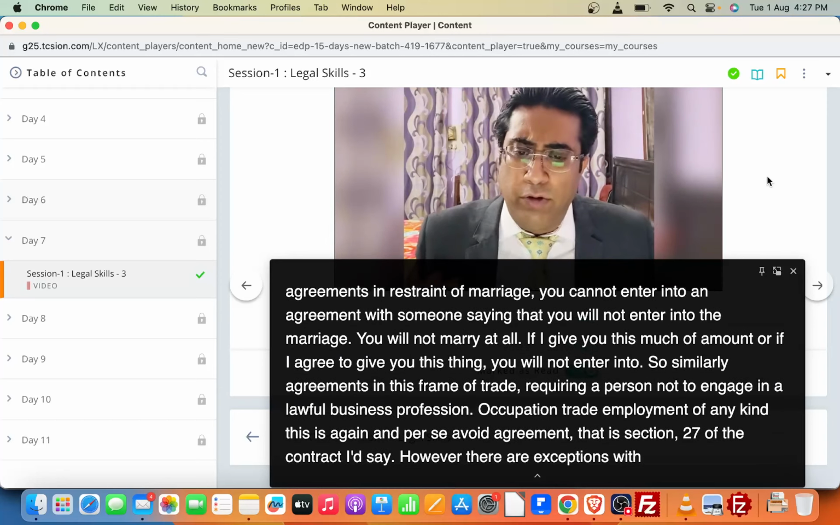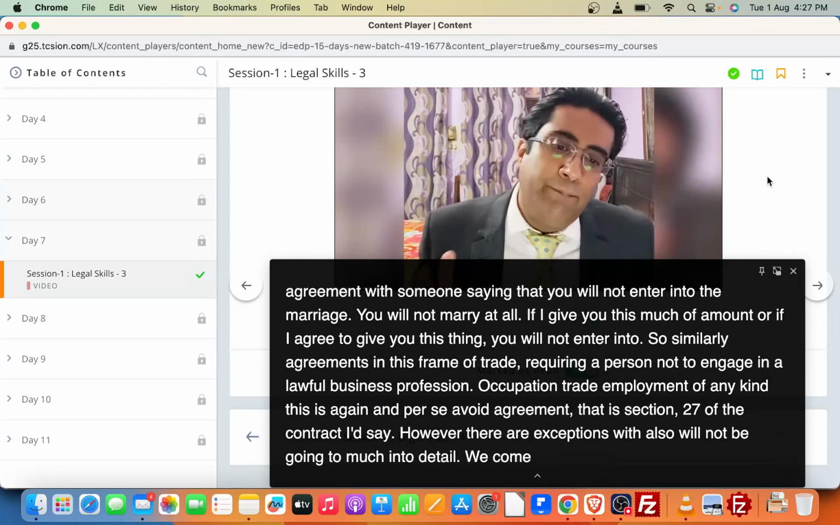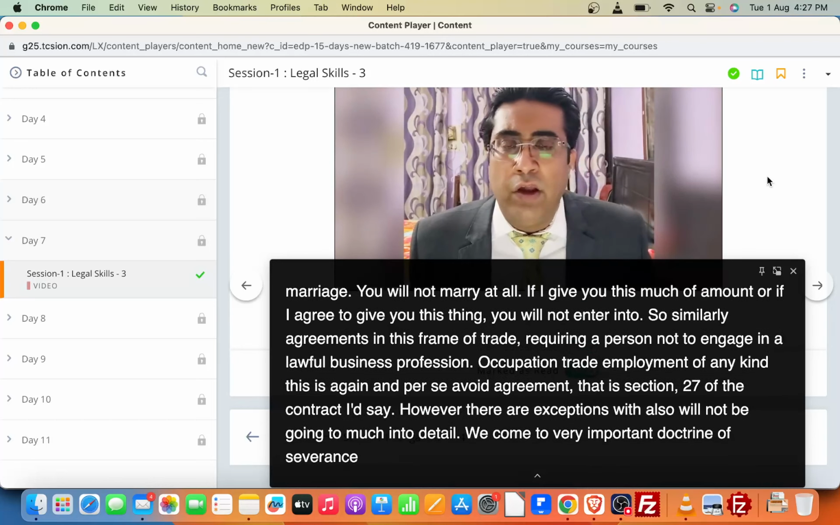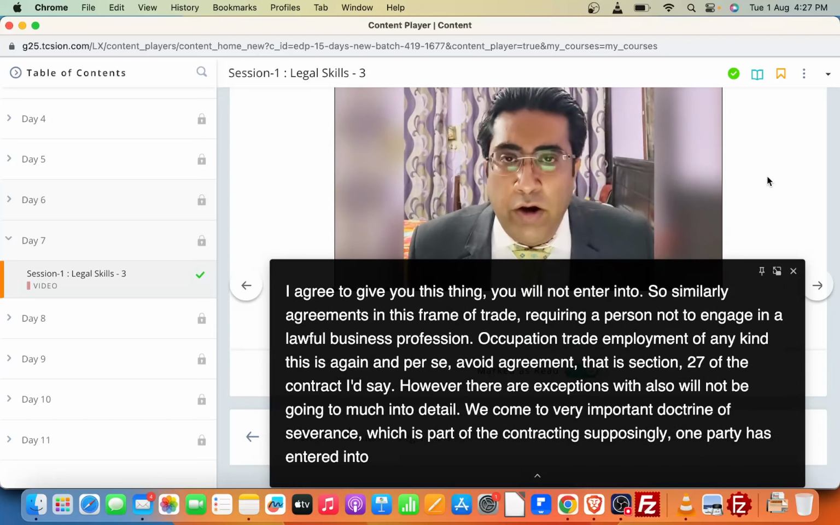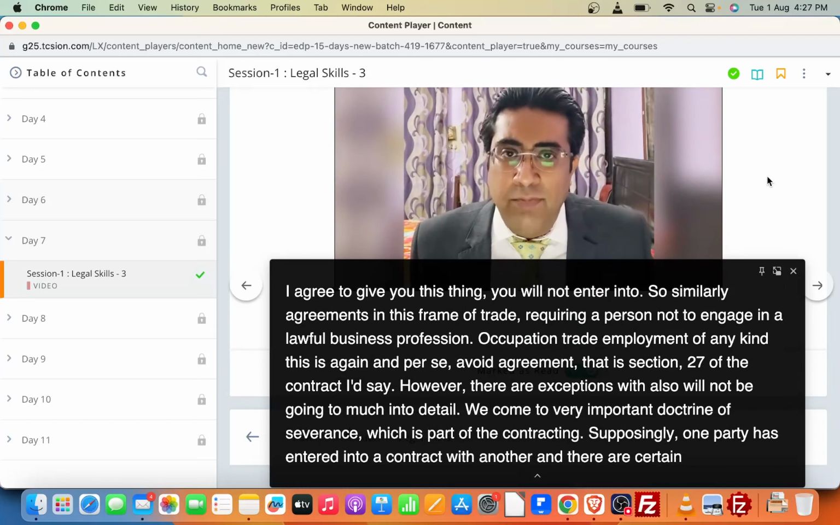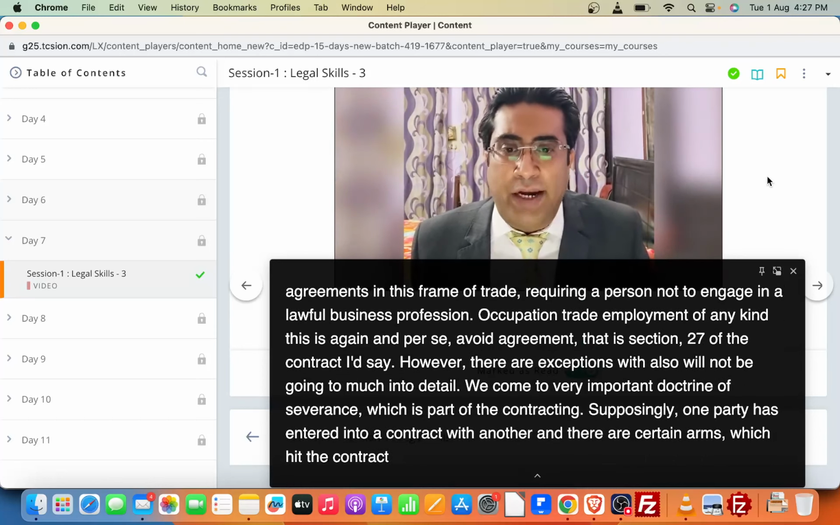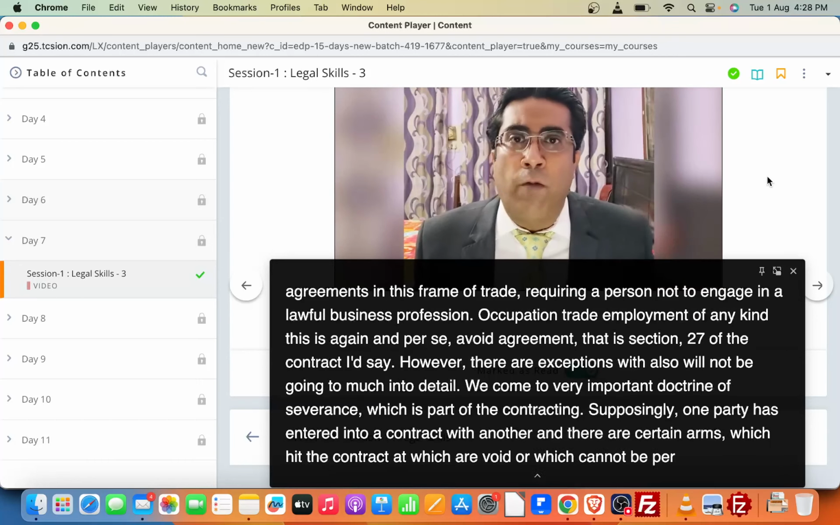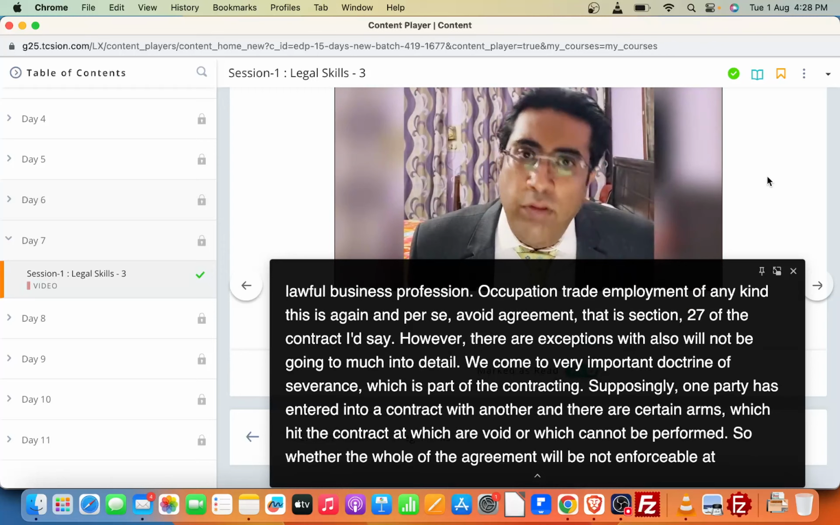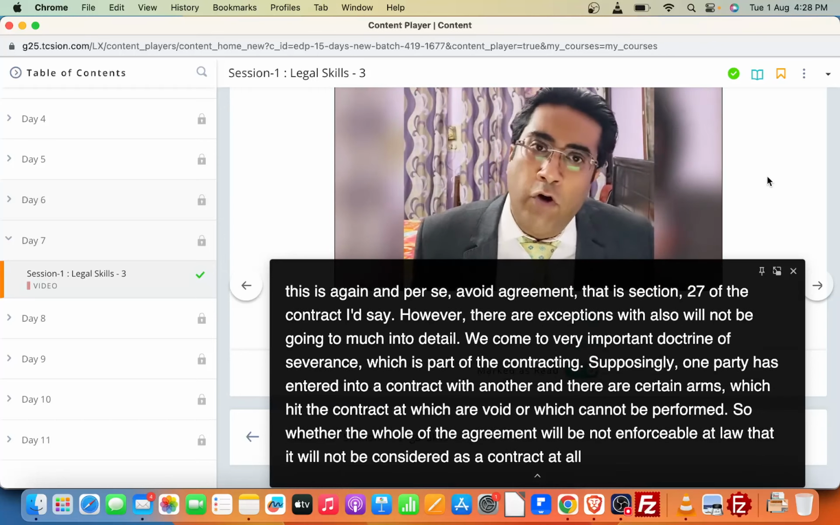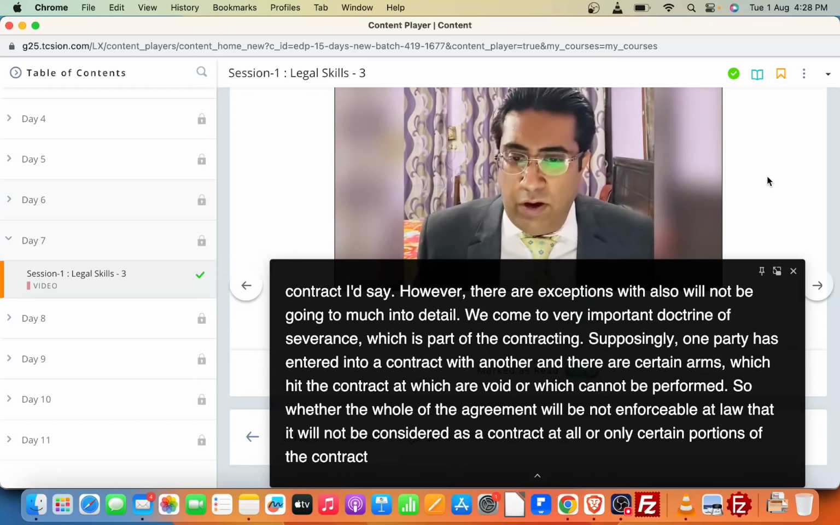However, there are exceptions to it also. We will not be going too much into detail. We come to a very important doctrine of severance, which is part of the contract drafting. Supposing one party has entered into a contract with another, and there are certain terms which hit the Contract Act, which are void or which cannot be performed. So whether the whole of the agreement will not be enforceable at law, that it will not be considered as a contract at all, or only certain portions of the contract will go.